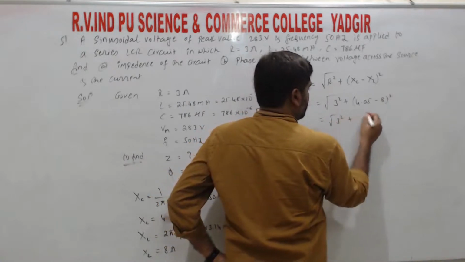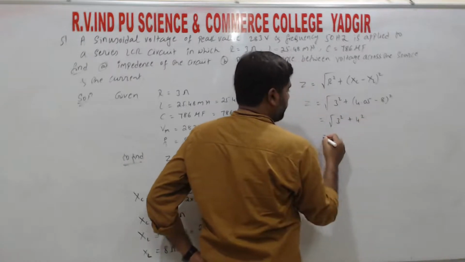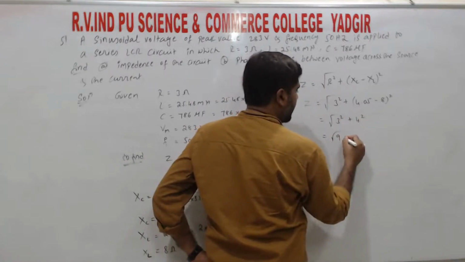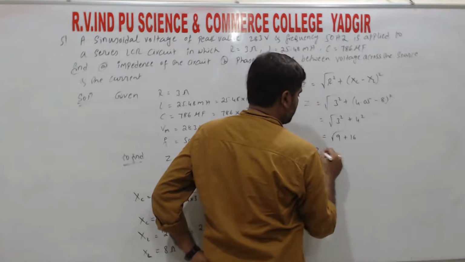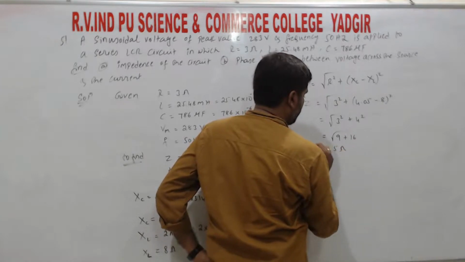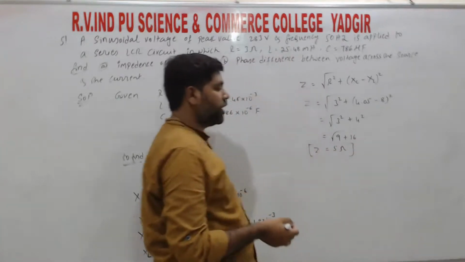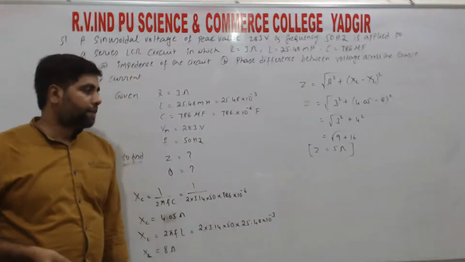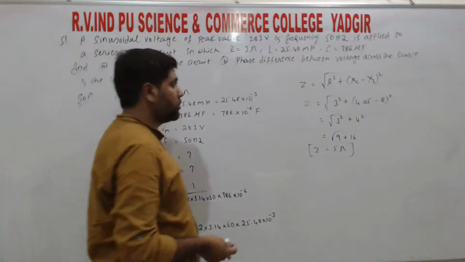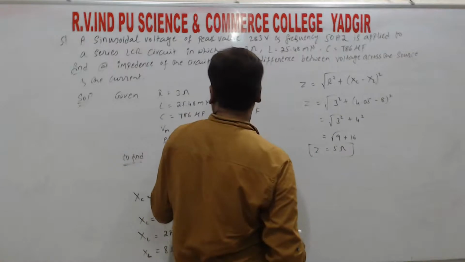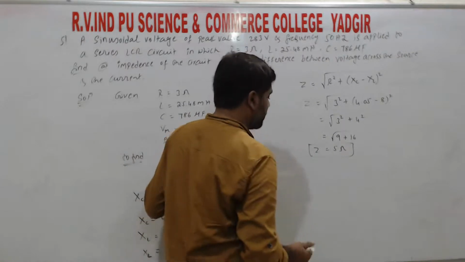So 3 square, and this we can take approximately as 4 square, right? 9 plus 16, so Z is equals to 5 ohm. So this is the impedance, 5 ohm is the impedance. So next, we need to find the phase angle.